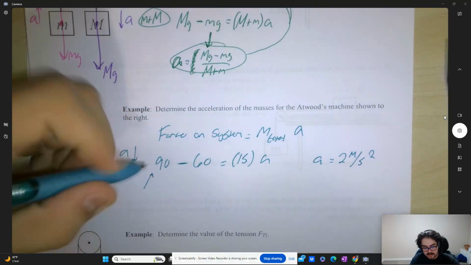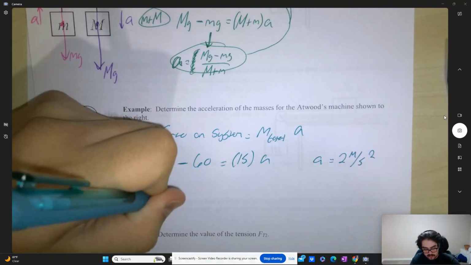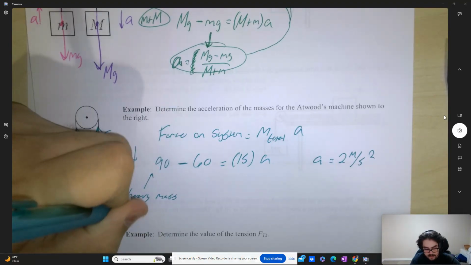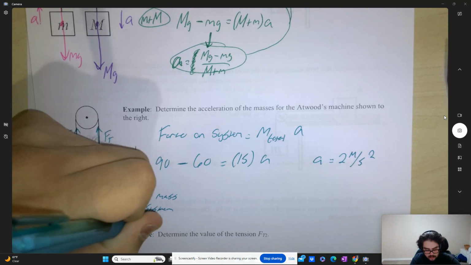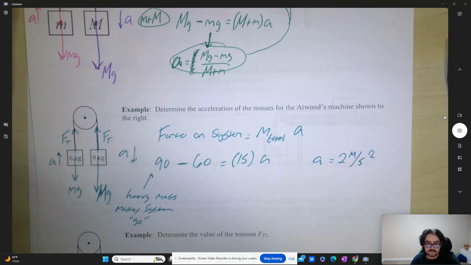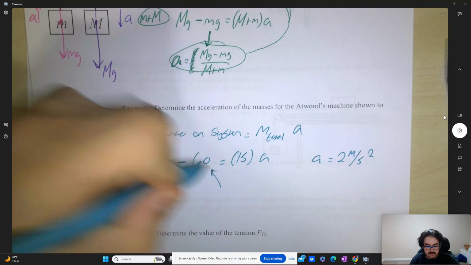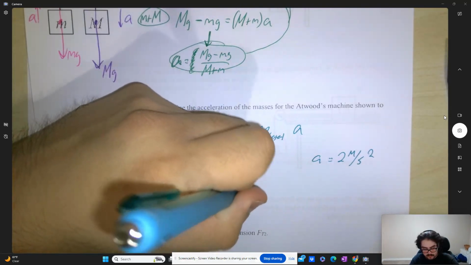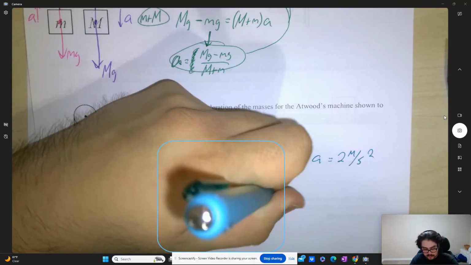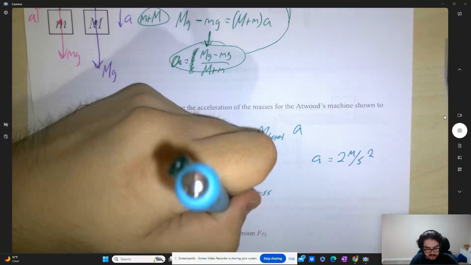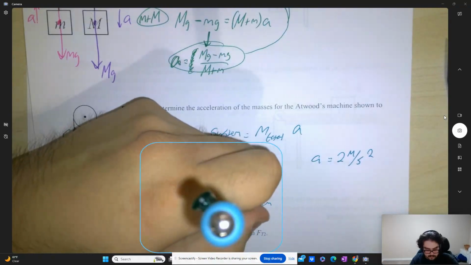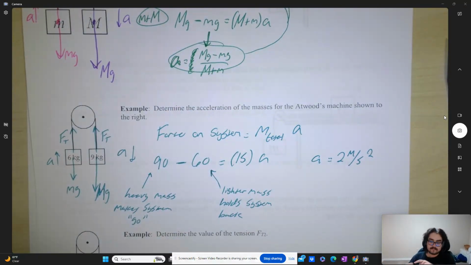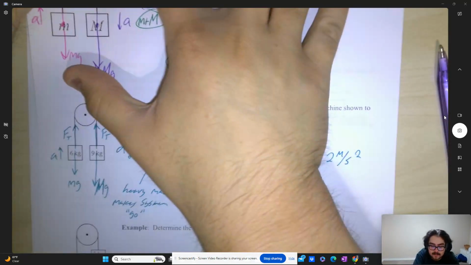Well, the 90 is the heavy mass, which makes the system go, and then 60 is the lighter mass, the lighter mass holds the system back. So the lighter mass holds the system back. Now let's see what we can do.